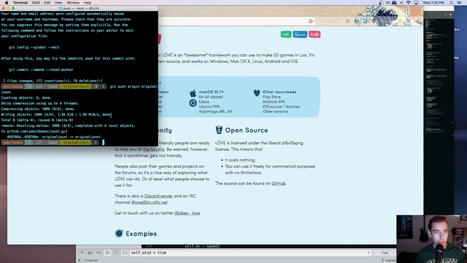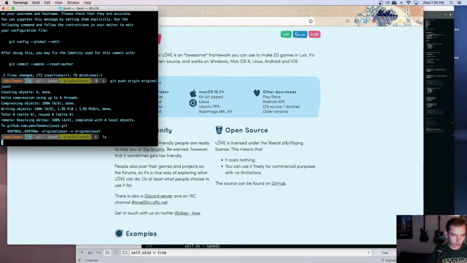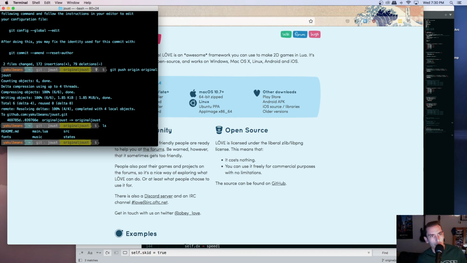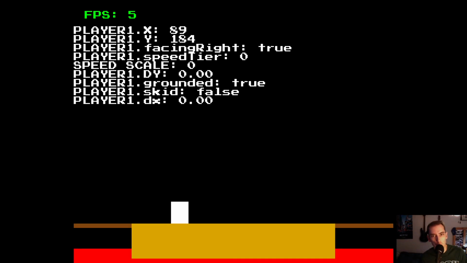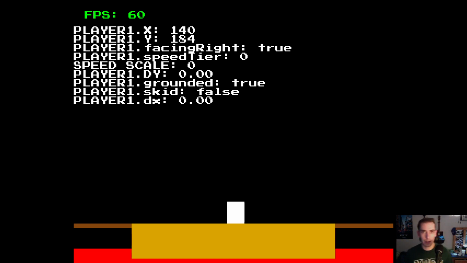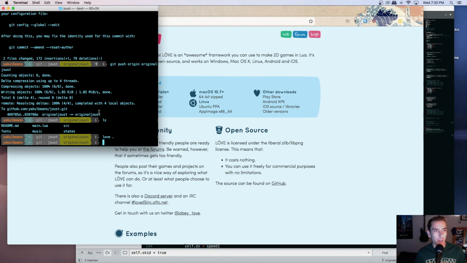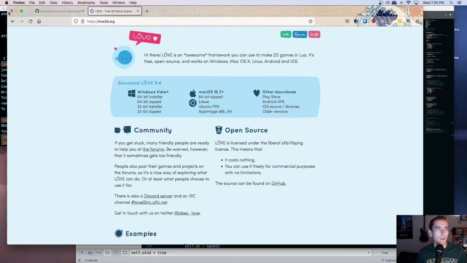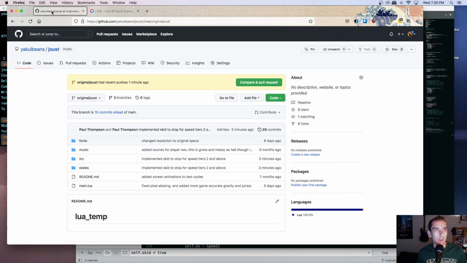I had to do a little something extra for Mac to run it here, like this: love dot. Since I'm in the directory with a main.lua file, love dot will run it. That's awesome. I'm so glad that. And if I spam the other side, it has to skid to a stop before it goes the other way. So that's pretty great. So yeah, git commit, git pushed all of that.